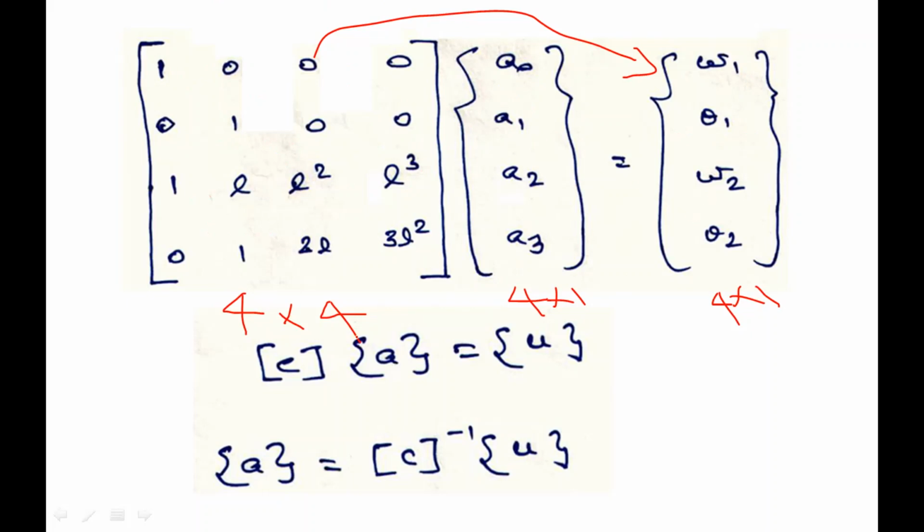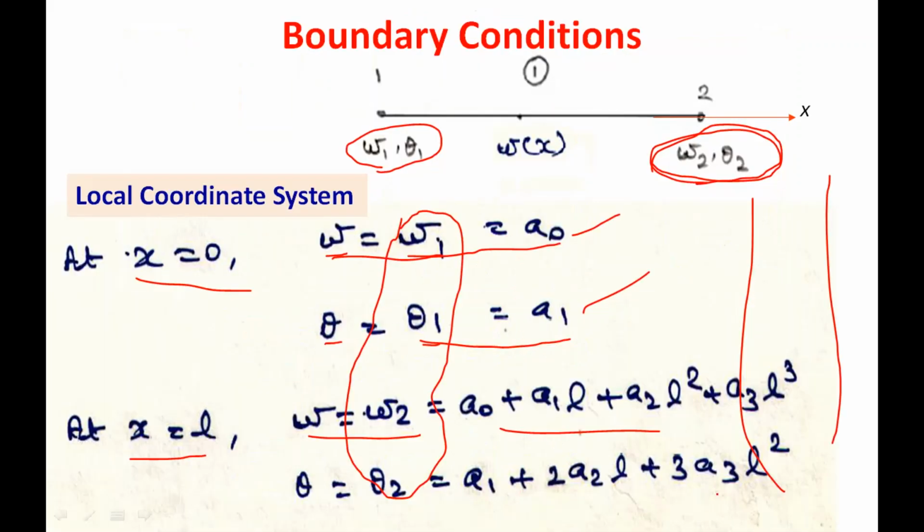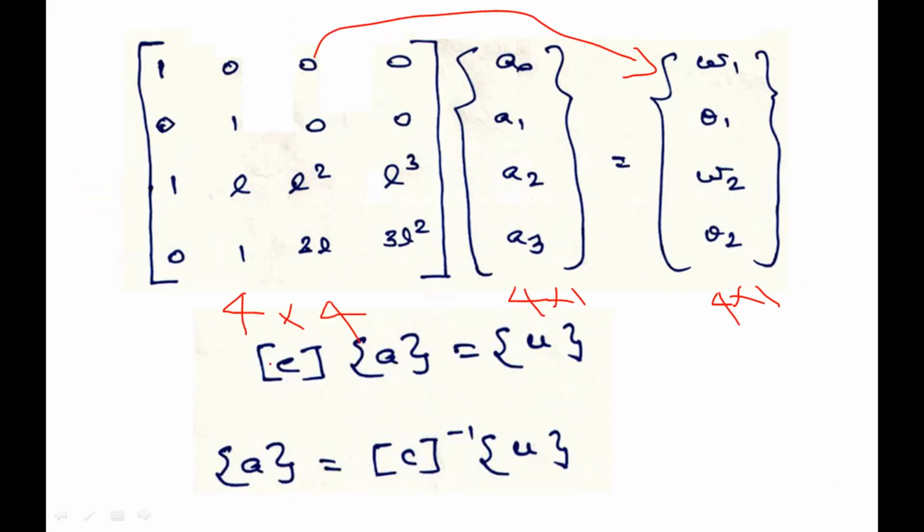Similarly, for the second row, when you multiply, A1 will be equal to theta 1. The third row will give you the W2 value. These four equations are written in matrix form. Let us say this is the matrix C. Then A is the unknown coefficient matrix, and U is the nodal displacement matrix.